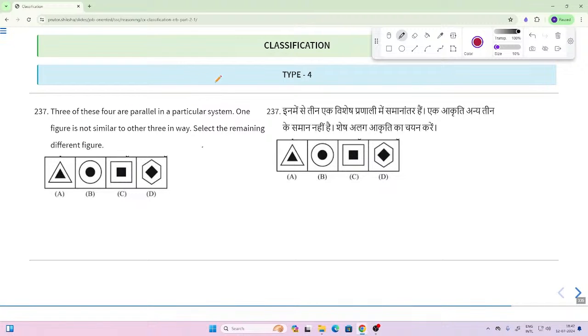3 of the 4 are similar in a particular way. One of the figures is not similar to the others. Select the different figure. A black triangle inside an empty triangle. A black circle inside an empty circle. A black square inside a square. And a diamond inside a hexagon. D is the only one in which the outer shape and the inner shape do not match. Hence, D is the odd one out.